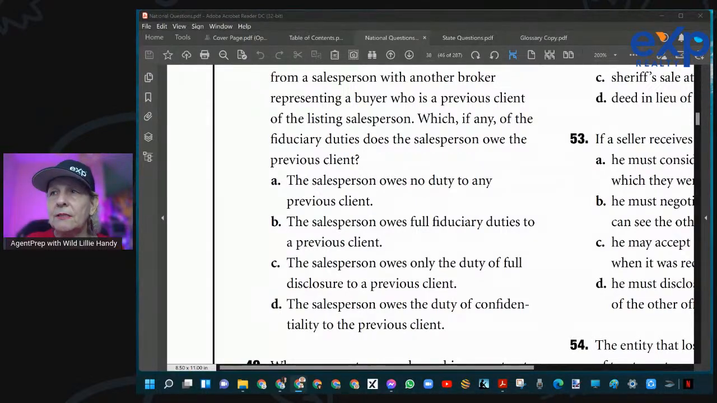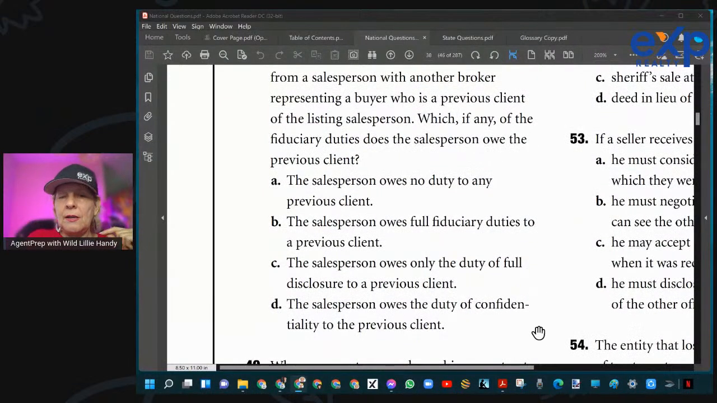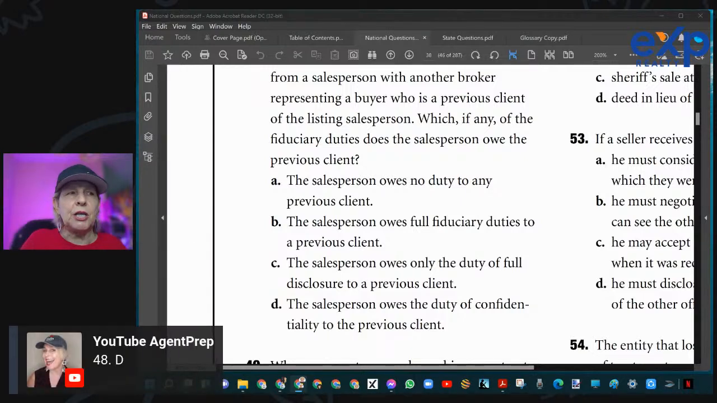So D. Okay, somebody answered B. Now, B is not correct. See, salesperson A represents a seller. That's who they owe full fiduciary duties to, not to the previous client. Realtor A doesn't represent that client. So you cannot represent both clients, a past one and a current one, fully. Okay? We only owe them what? The confidentiality, just like a doctor, an accountant, a lawyer, a counselor. They owe the confidentiality to the previous client. That's the main thing that we owe them. Our fiduciary duty now is to the current client.